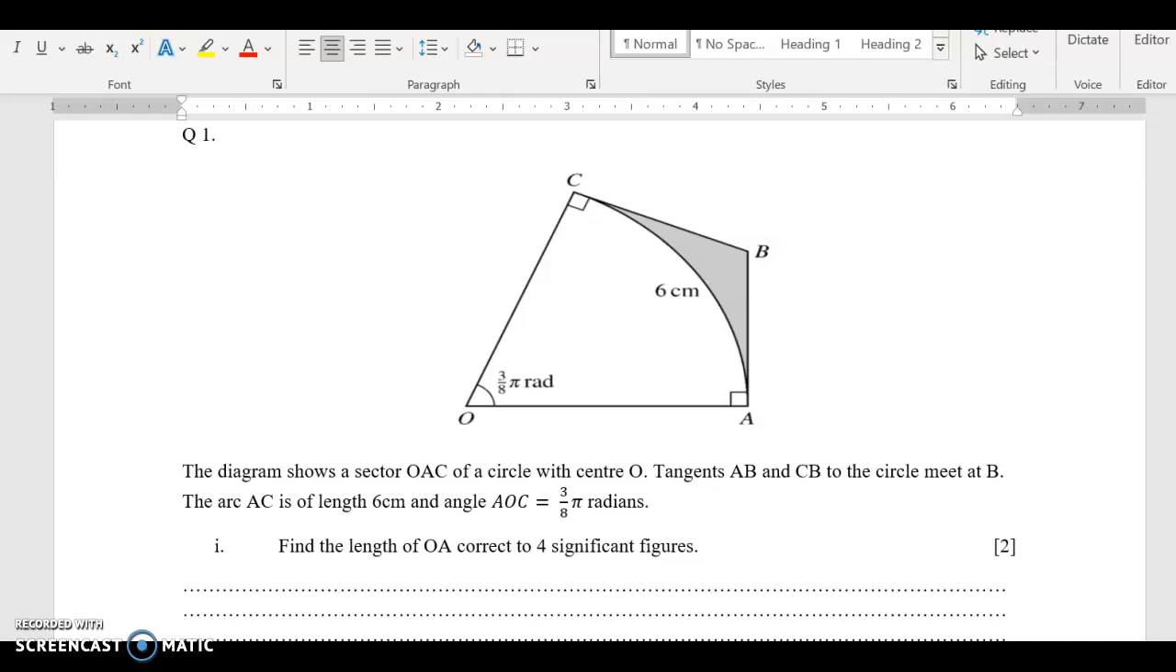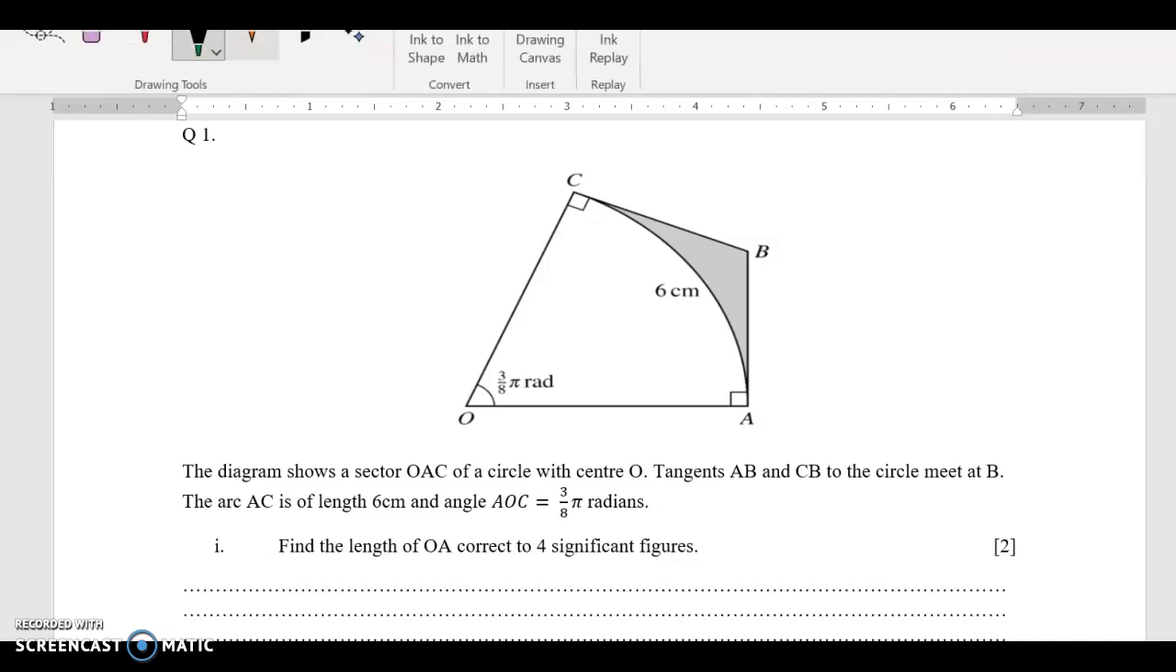Okay, so question number 1. In this question, we have a diagram where we have sector OAC of a circle with center O, and there are tangents AB and CB to the circle. They are met at B, and then the arc AC is of length 6 centimeters and angle AOC is 3 by 8 pi radians. Find the length of OA correct to 4 significant figures.